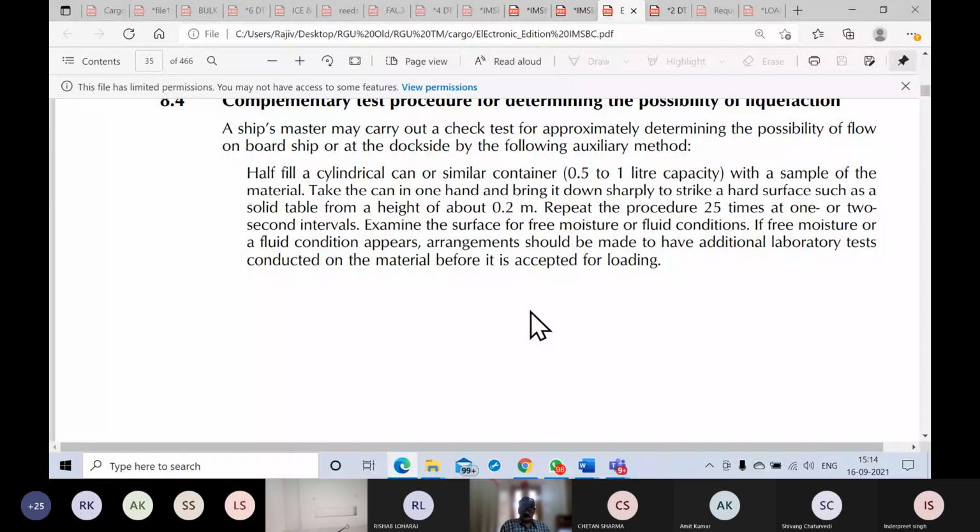In short, it is called a can test, as rightly pointed out by one of us. Do keep it in mind. This is practicality. Just in case you are in doubt, you can carry out this test on board. Very simple to do. Costs nothing also.